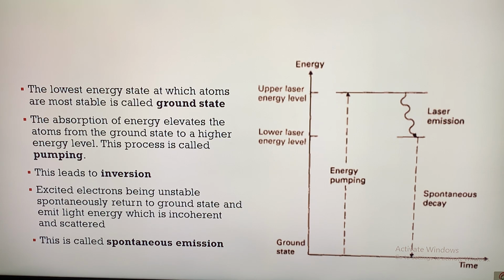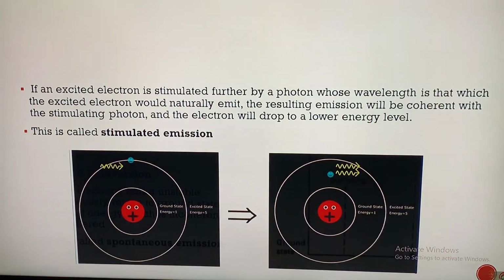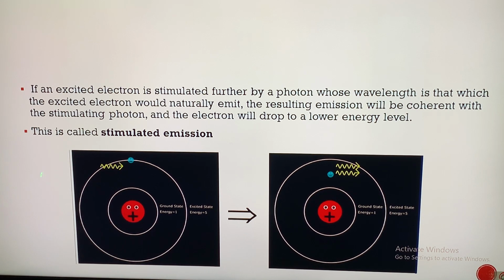But the excited electrons at the upper energy level are unstable and they spontaneously reach the ground state. The amount of light emitted is incoherent and scattered. This is called spontaneous emission, which is useless. But if an excited electron is stimulated by a photon, whose wavelength is the same that an excited electron would naturally emit, the resulting emission will be coherent and useful. This is called stimulated emission.